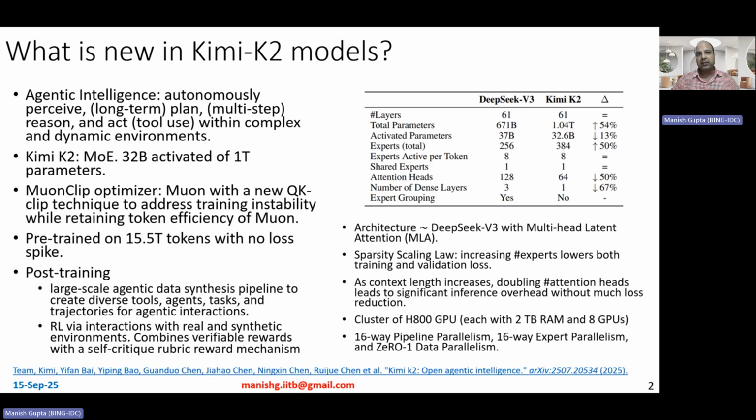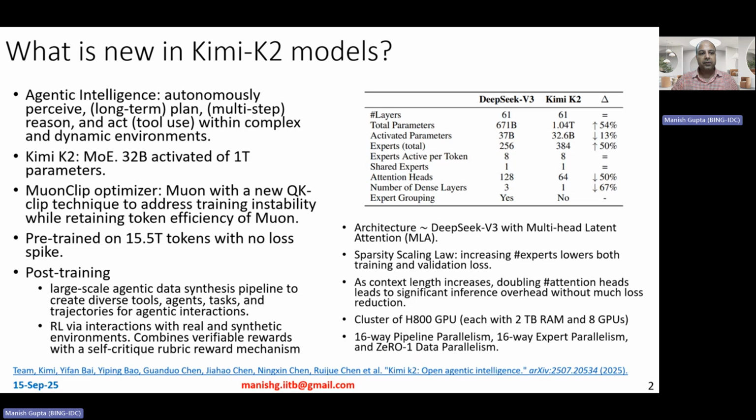So Kimi K2 is a mixture of experts-based model. The model has 32 billion activated parameters, while the overall number of parameters is about 1 trillion. It uses a special optimizer called the MuonClip optimizer, which is a variant of the Muon optimizer with a QK (query-key) normalization or query-key clip technique to make the training more stable.